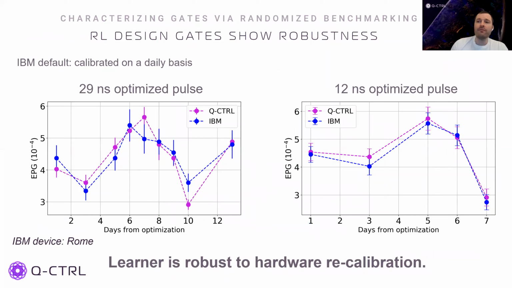Remember that the IBM default is recalibrated on a daily basis. Here you can see the errors as calculated from randomized benchmarking across many days. For this, we always use the same Q-control optimized RX90 as we find in day 0 and compare it to the most updated, daily calibrated IBM default. As you can see, both with the 29 and 12 nanosecond pulses, we can achieve similar or better performance than the IBM default on a scale of many days without recalibrating.